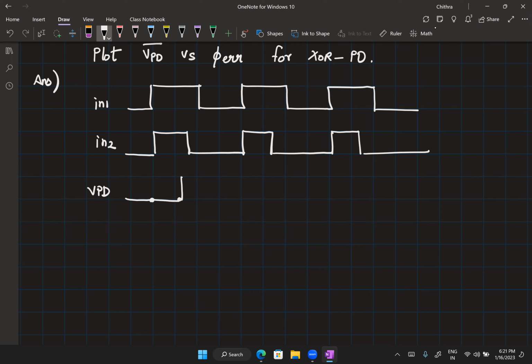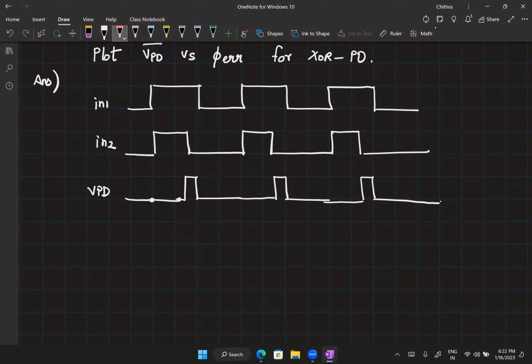And then here I will have a pulse like this. Then it is 0. Then I will have a pulse like this. This is fine, right? So what this immediately tells you is, even when the phase error is 0, the output is not 0, because there is some average now, right?